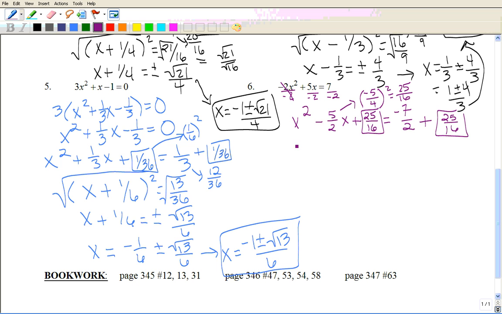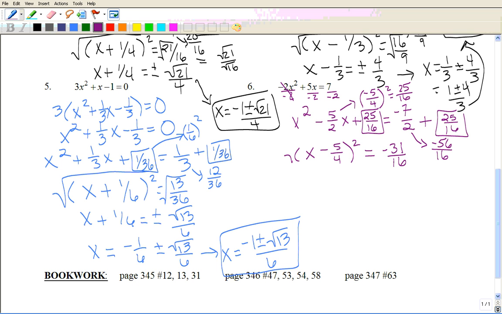My left-hand side factors into x. So negative 5/2 divided by 2 is negative 5/4 squared equals, I need to get a common denominator of 16, so if I want my denominator to be 16, 2 times 8 is 16, so negative 7 times 8 is negative 56. So negative 56 over 16 plus 25 over 16 is negative 31 over 16.